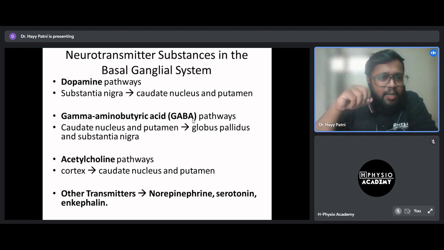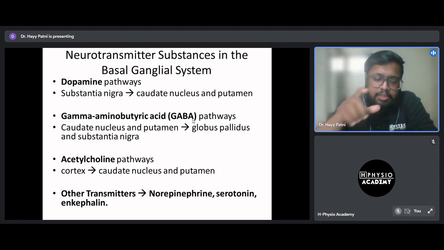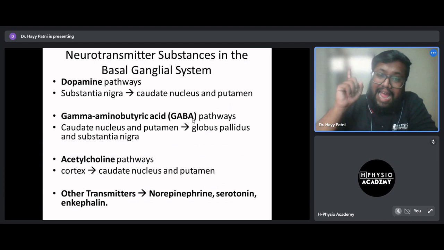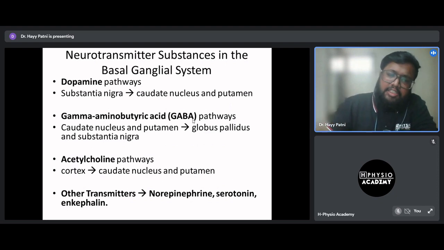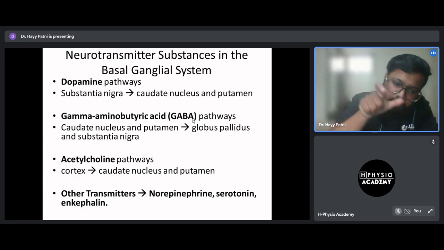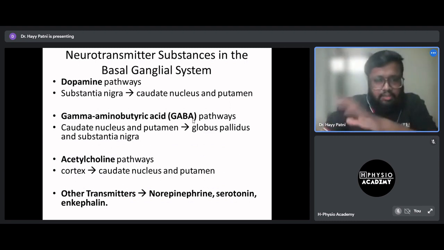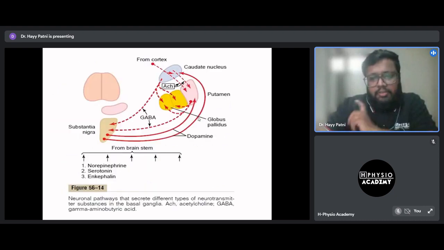But right now we have to understand that the dopamine pathways are majorly from the substantia nigra to the caudate nucleus and putamen. We also have gamma-aminobutyric acid. The GABA pathways are from the caudate nucleus and putamen to the globus pallidus and the substantia nigra. And the acetylcholine pathways are from the cortex to the caudate nucleus and the putamen. There are other neurotransmitters such as norepinephrine, serotonin, and enkephalin. A simple diagrammatic representation of this is given here.